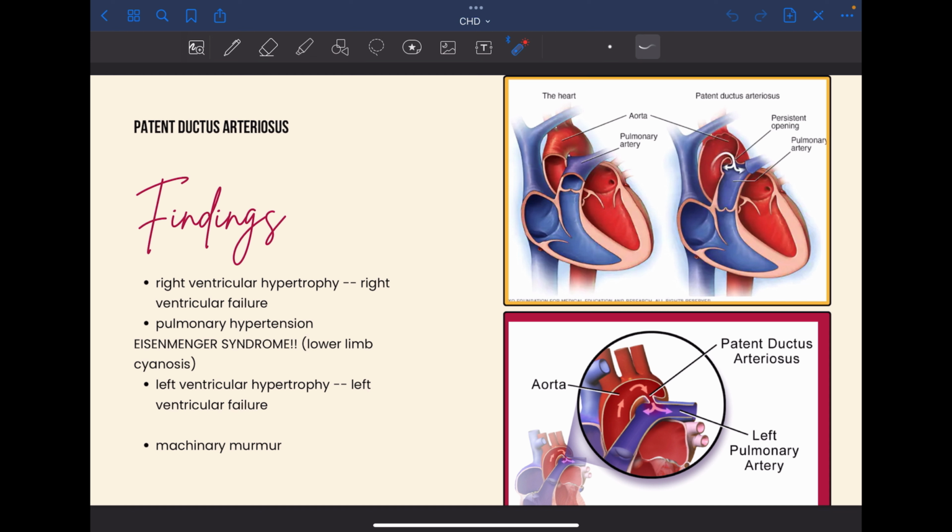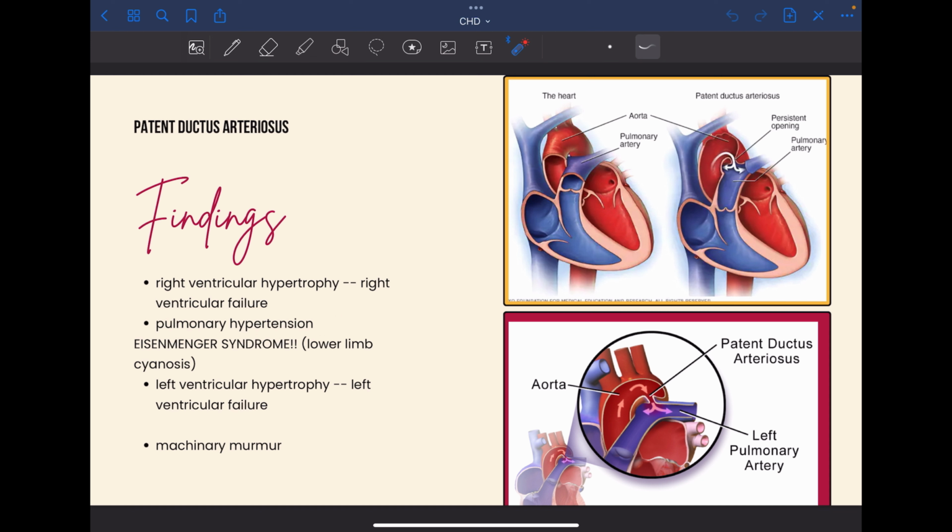So in fetal life, the blood goes from the right side to the left side. But when the baby is born and we have differences in pressure, the aorta will start to have more pressure than the pulmonary trunk. So the blood will start to go from the aorta to the pulmonary artery, and to the pulmonary trunk. In turn, the right ventricle is starting to push against a higher pressure. So with time, the right ventricle will hypertrophy and might even reach a point of right ventricular failure. And since it's all in the right side, this might lead to pulmonary hypertension.